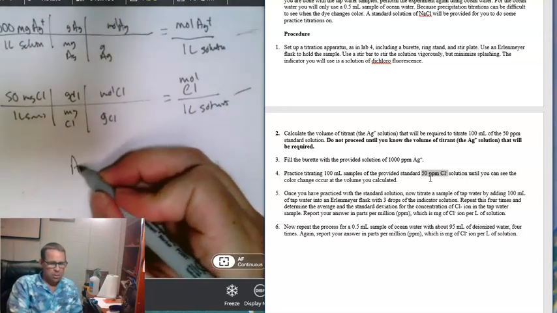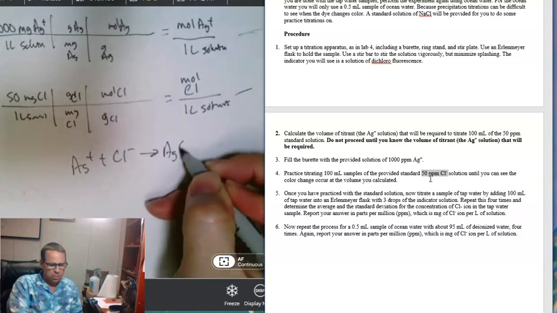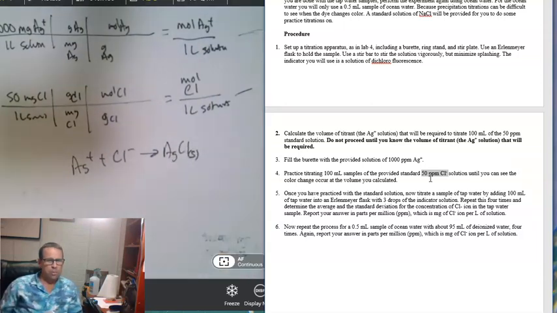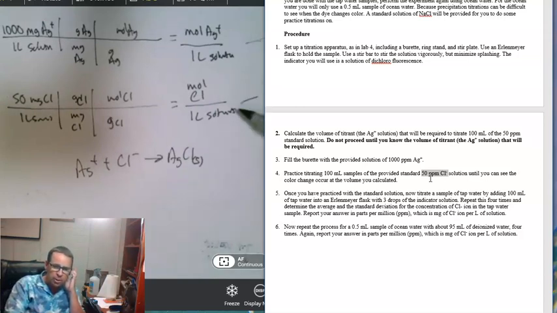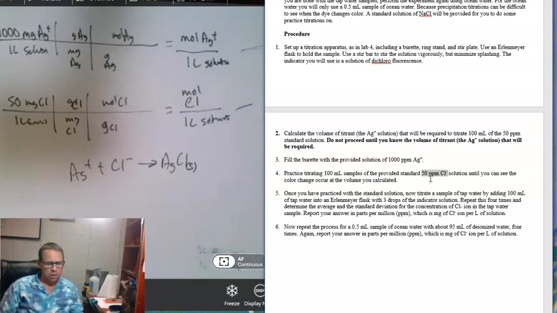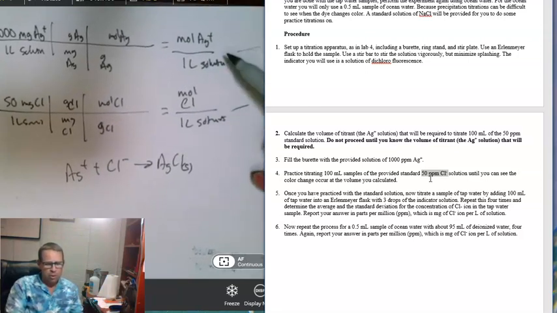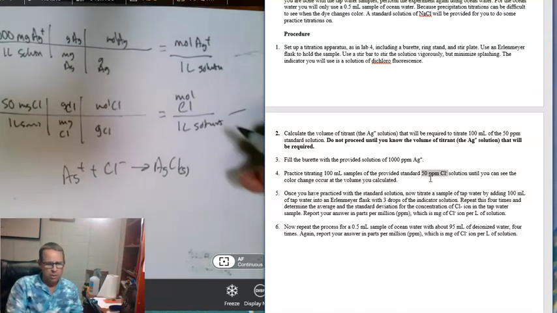That's our reaction: silver ion plus chloride ion going to silver chloride solid, right? We know that that is how these are going to react. So we just need to find the relative molarities of these two solutions and find out what ratio of volumes should be expected. We know we're going to use 100 milliliters of this.